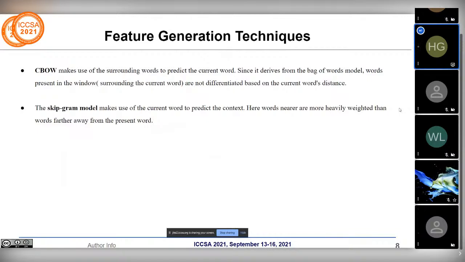Yeah, sure, sir. The skip-gram model makes use of the current word to predict the context. Hence, words nearer to the present word are weighted more than the words farther from it. So these are the two techniques which are present. For reading about these two techniques in detail, please go into the publication. They are explained in detail over there, along with how we are using them.